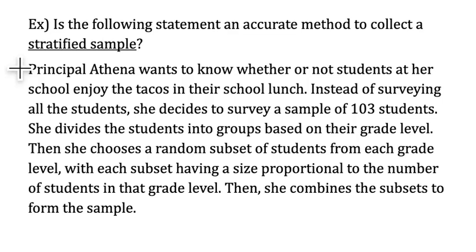Principal Athena wants to know whether or not students at her school enjoy the tacos in their school lunch. Instead of surveying all the students, she decides to survey a sample of 103 students. She divides the students into groups based on their grade level. Then she chooses a random subset of students from each grade level, with each subset having a size proportional to the number of students in that grade level. Then she combines the subsets to form the sample.